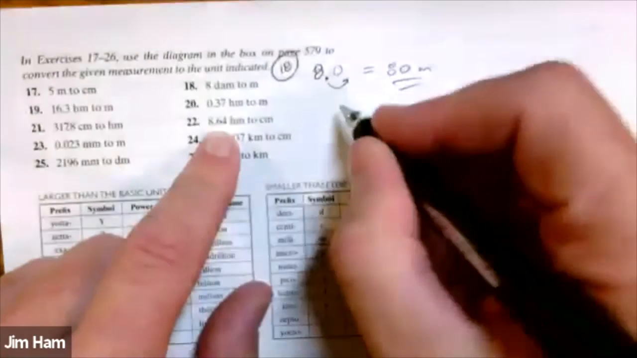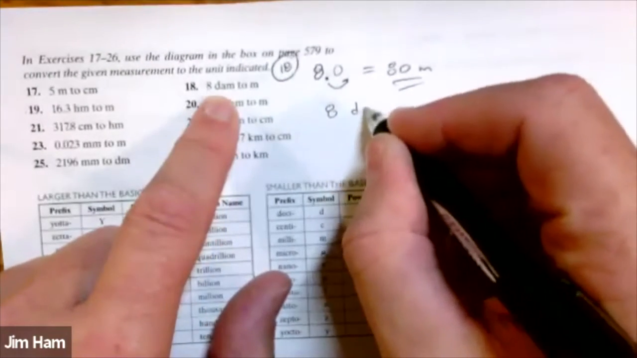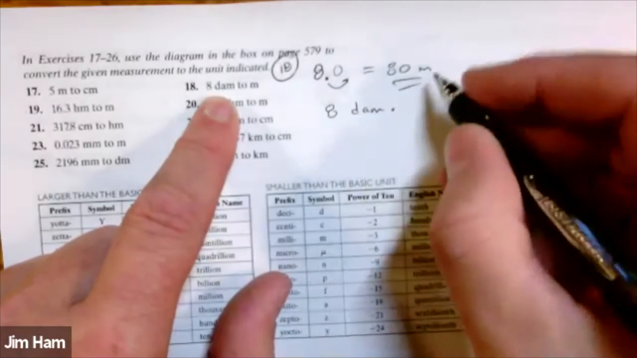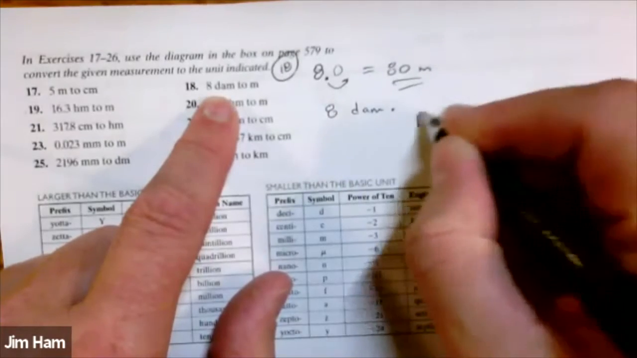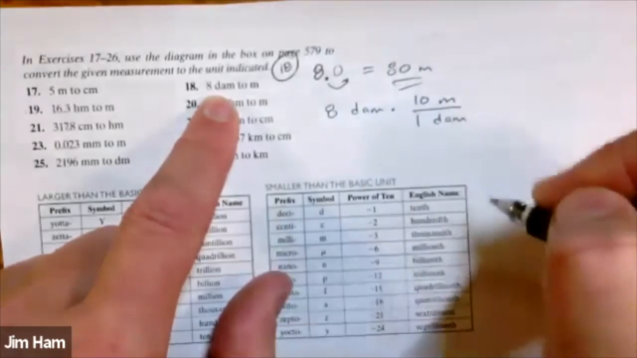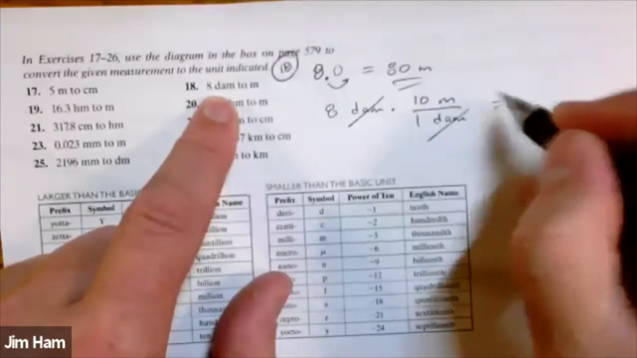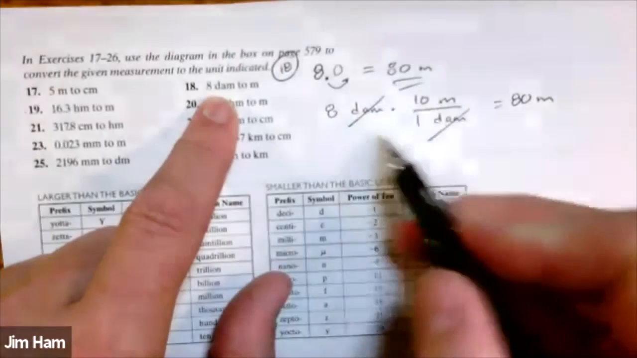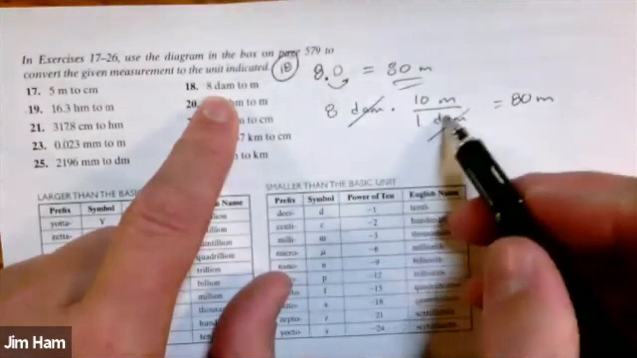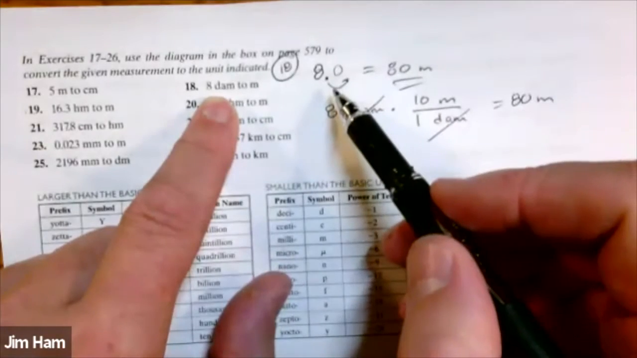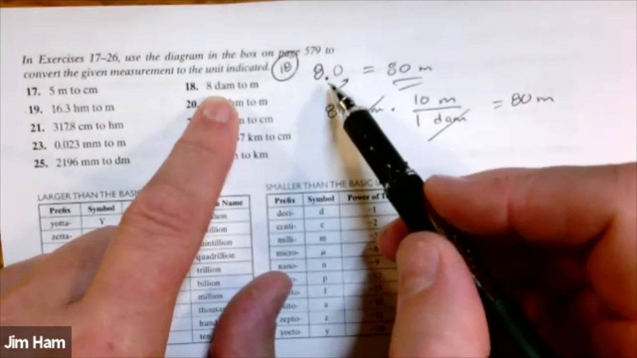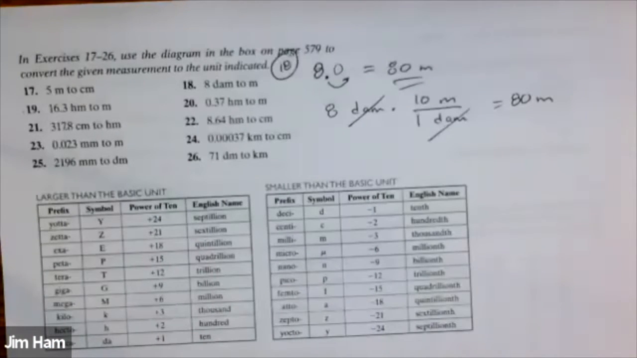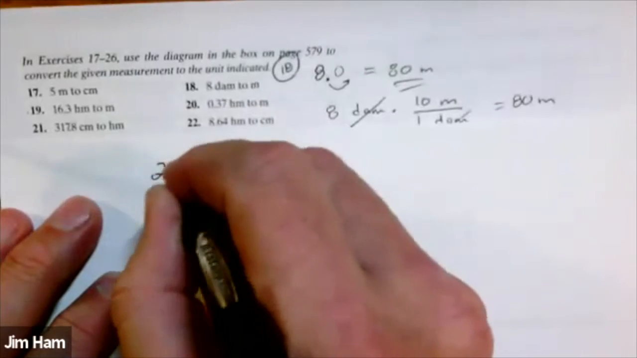The unit analysis would be this. We'd take 8 DAM, and then we would multiply, 1 DAM is equal to 10 m. The DAMs would cancel. 8 times 10 is 80, and we'd have 80 meters. So we can still do the unit analysis work to get 80 meters, but what that graphic said is all we have to do is move the decimal point. When we multiply by 10, we move the decimal point to the right. When we divide by 10, we move the decimal point to the left. Number 22.